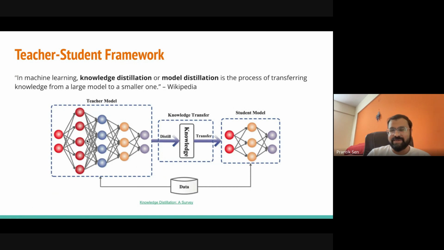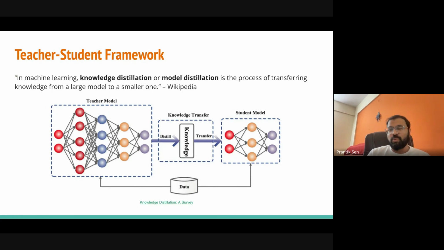The teacher is a big network, the student is a small network. You have some data sources, and you are trying to extract some knowledge from the teacher and pass on that knowledge to the student. So this is how the knowledge transfer works. This is exactly the knowledge distillation framework that we are talking about today.